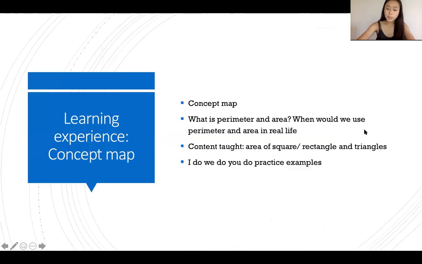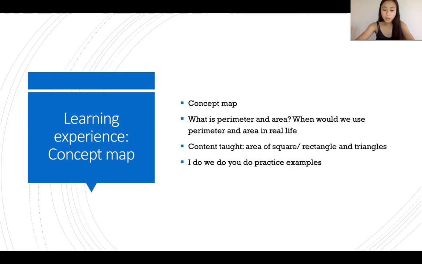For my learning experience, I did a class concept map. We discussed what perimeter and area are, and where in real life you would use and apply these concepts. Again, giving students the relevancy to the topic would encourage engagement. Relating mathematical concepts to real life examples gives students a deeper understanding.